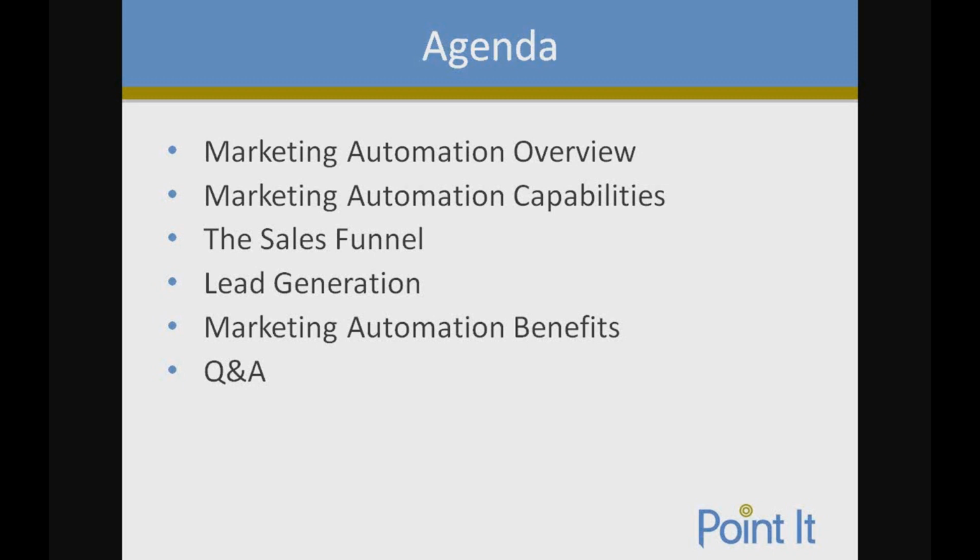So a little bit about our agenda today. We're going to start out with an overview of marketing automation, what it is, its capabilities, the things that it can do, what it can do for you and help you with in your marketing goals. We're going to talk about the sales funnel and how marketing automation is an integral part of the sales funnel, followed by lead generation, how marketing automation is a pivotal part of your lead generation efforts. And then finally, we're going to wrap it up with some marketing automation benefits, how marketing automation can benefit your business.